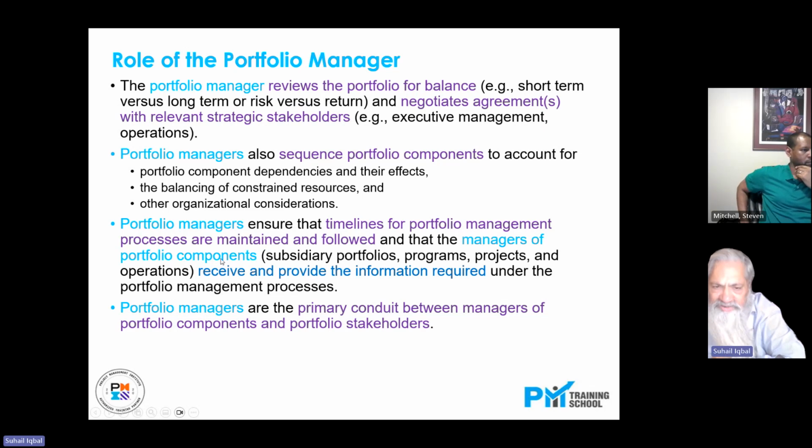Managers of portfolio components, that was the first one, was the portfolio manager. The roadmap is created by the portfolio manager. So timelines for the portfolio management processes are maintained and followed. Whereas your subordinates, I mean the portfolio component managers, the program managers and the project managers and all that, they receive and provide the information required under the portfolio management process. You as a portfolio manager are primarily a conduit between the managers of the portfolio components and the portfolio stakeholders. So you would shuttle in between these two entities.